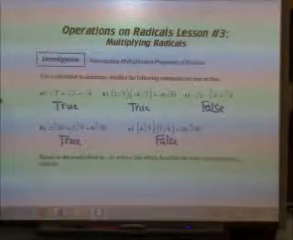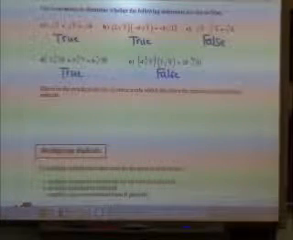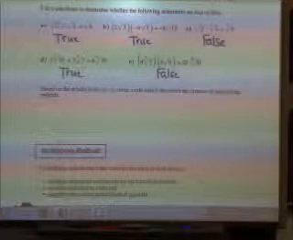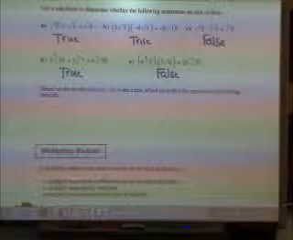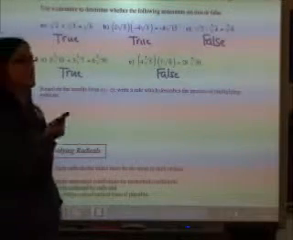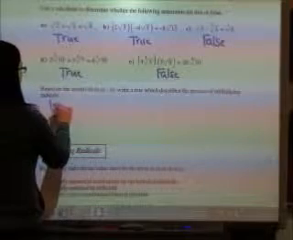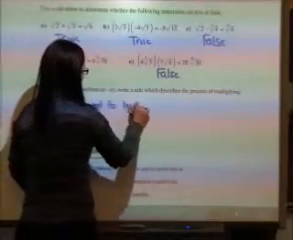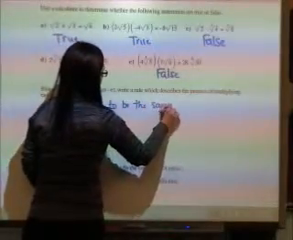So based on these results, if I had to write a rule to multiply radicals, what could I say? What do I do? What do you notice about the radicals that were true compared to the ones that were false? You can't have a cube root multiplied by a square root. Okay, so the indexes need to be the same. That's the first thing.